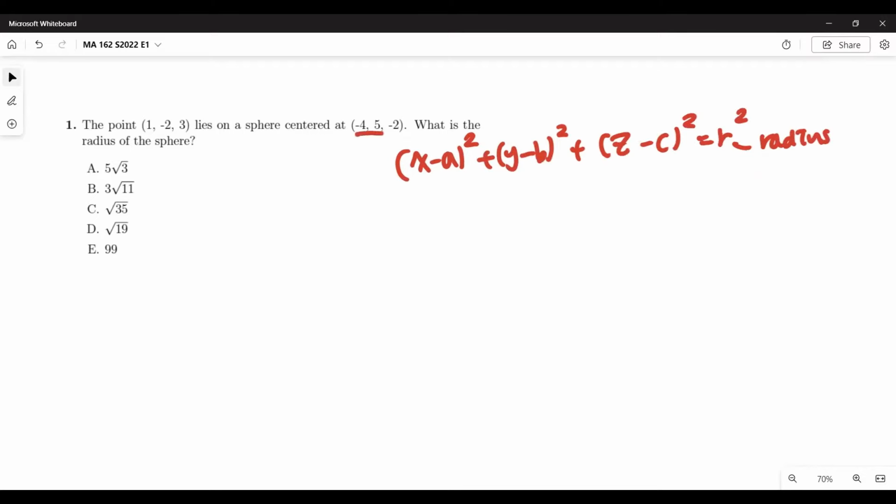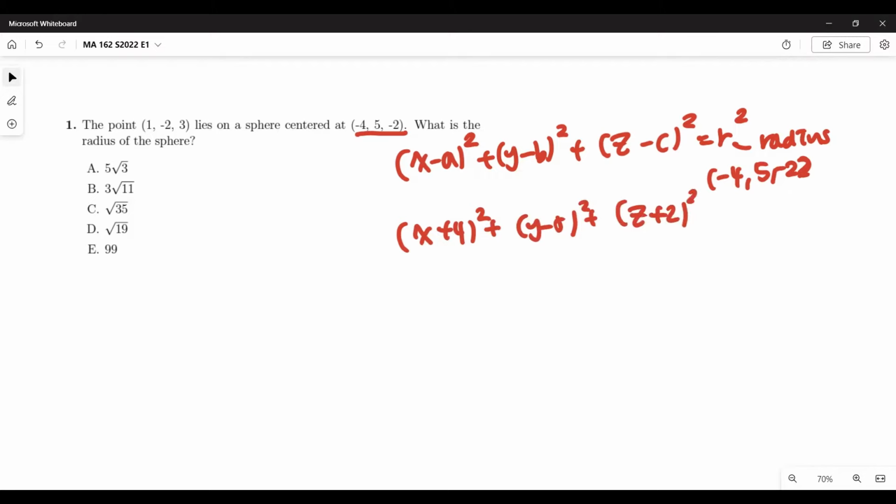So we are given the sphere is centered at (-4, 5, -2). So let's plug these values into the equation. (x + 4)^2 + (y - 5)^2 + (z + 2)^2 = r^2. Okay, we have the equation. Now, we also have the point (1, -2, 3). Let's plug in those values for x, y, and z.